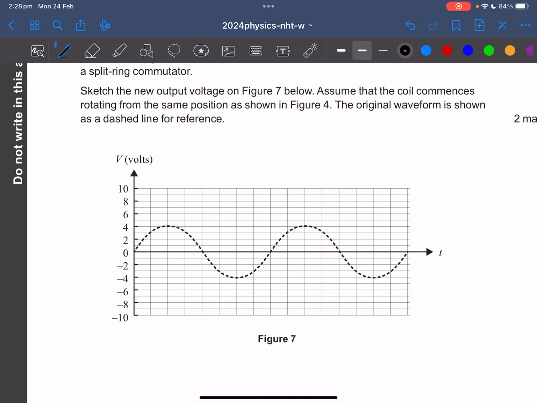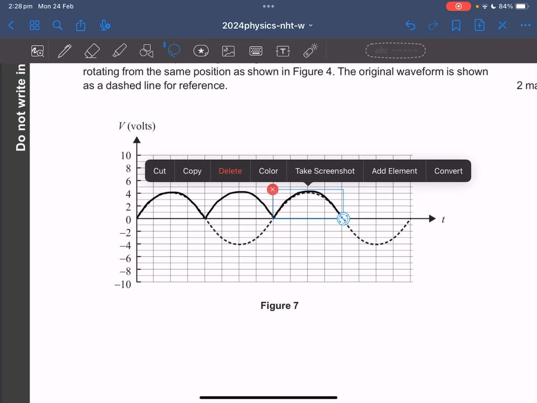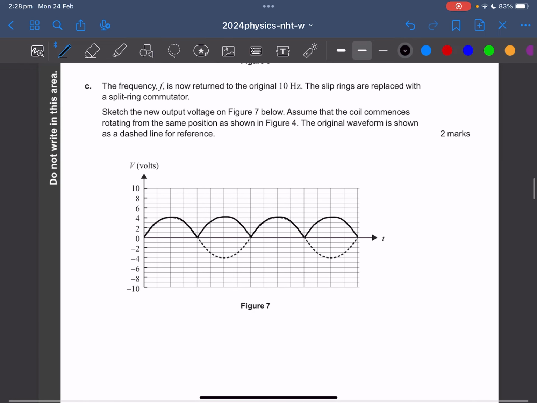Okay. So now rather than having, yeah, it was just going to be that. And then now we just have to copy and paste it. Copy, paste. That, paste, that, paste, and like that. Okay. That's going to be our graph with the split ring commutator.